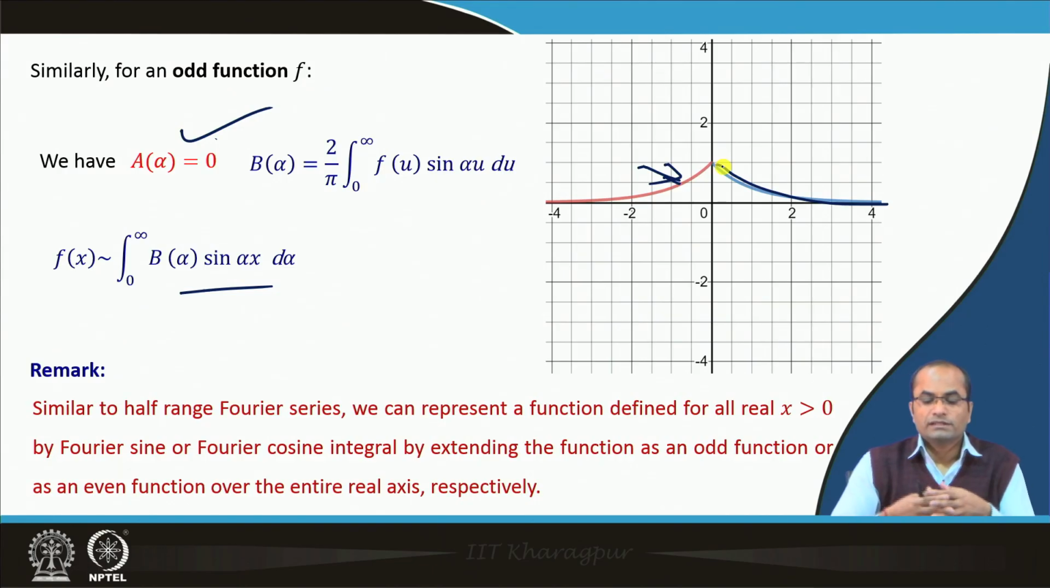So, when a function is defined in minus infinity to plus infinity, we will have a Fourier integral representation which will have in general both the terms sine and cosine, but when the function is defined in 0 to infinity, we have the possibility to have either only sine functions in the representation or only cosine functions in the representation. So, that will be the discussion of this chapter now.